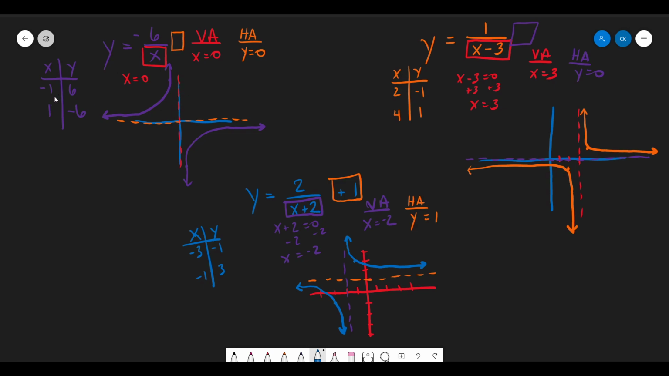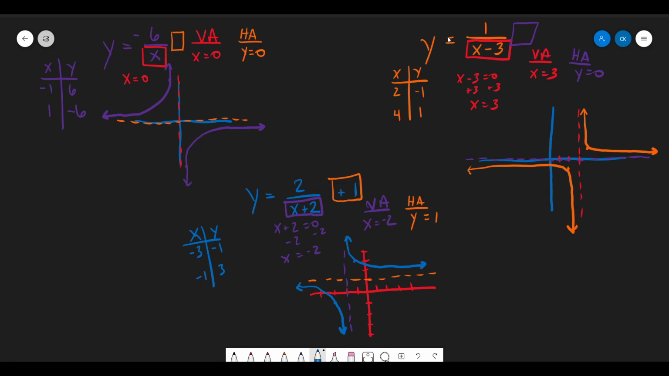So I pick -1 and I pick 1. Plug in -1, -6 over -1, that's going to be 6. So I have the point -1, 6, which is right here, and that's in this quadrant. So I'm going to create my curve up here. And do the same thing with 1. Plug it in, -6 over 1 is -6, so I have the point 1, -6. So my curve is going to be here.